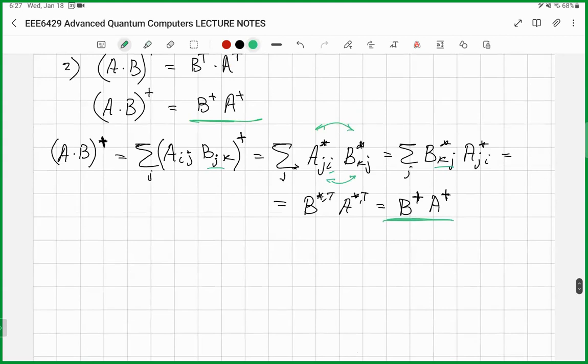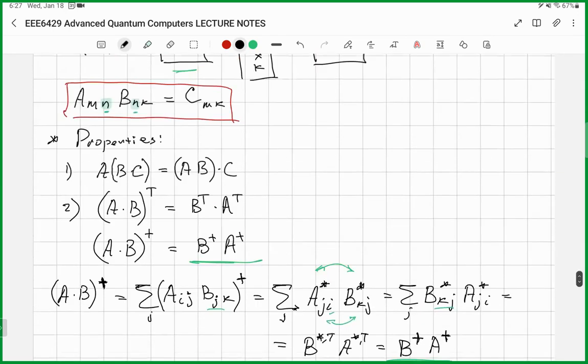The Hermitian conjugation of the product of two matrices is equal to the Hermitian conjugations of the matrices taken in the reverse order. Very good.